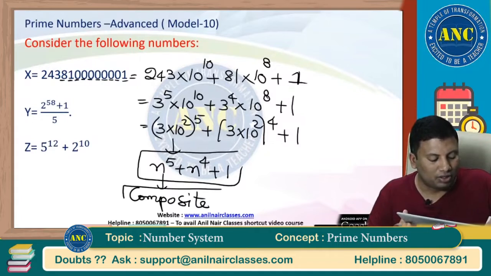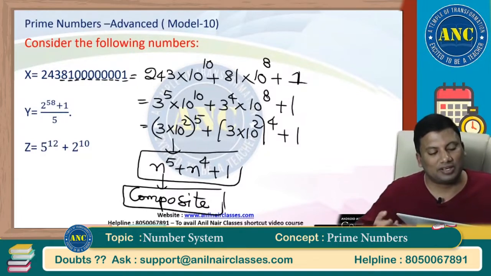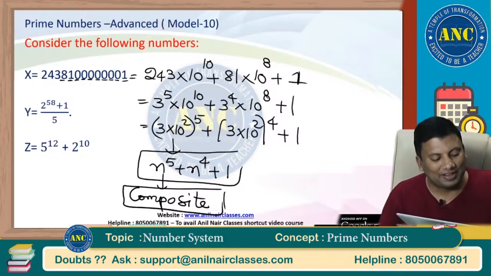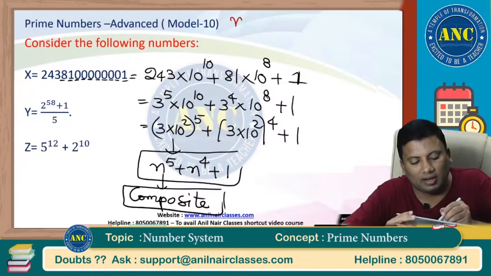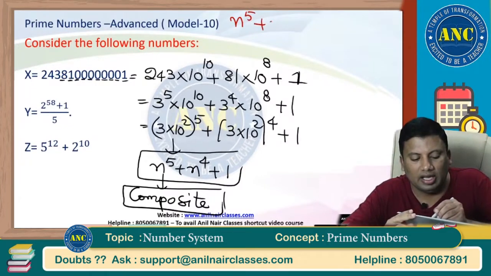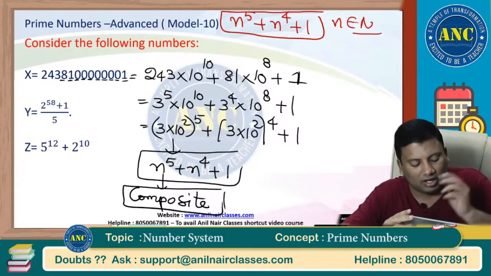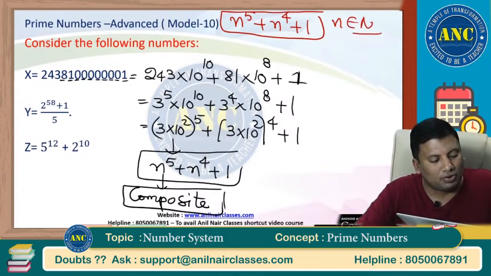See how beautifully the larger numbers can be used to find out whether it is composite or prime. New logic: any natural number which is of the form n power 5 plus n power 4 plus 1 is always a composite number.